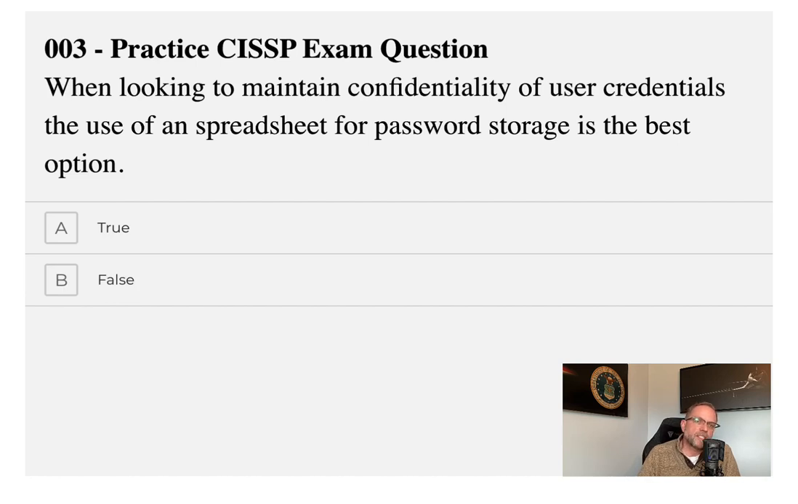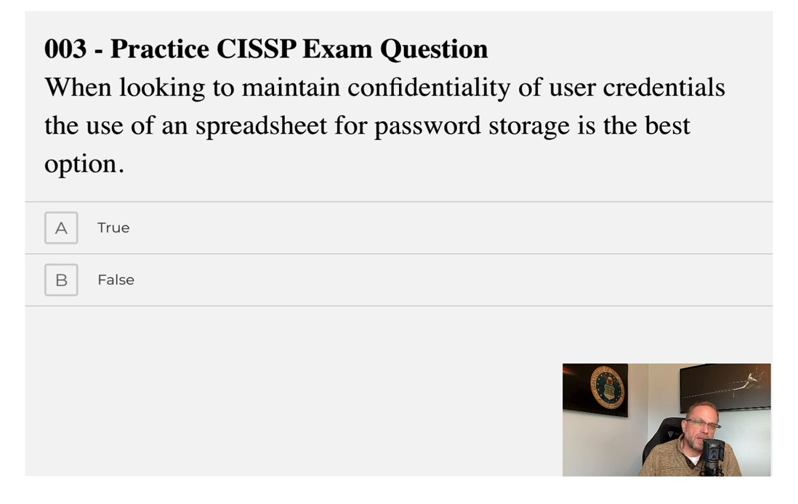Okay, question number three. Practice CISSP exam question. Okay, this is question number three of your practice CISSP exam. When looking to maintain confidentiality of user credentials, the use of a spreadsheet for password storage is the best option. So A, true, or B, false.